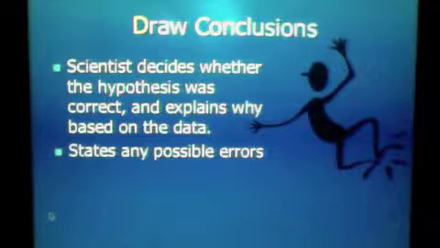The last step is to draw a conclusion. So you look at all the information that you've gotten, the information you gathered at the beginning, what happened during the experiment, and the data that you analyze, and you come up with some sort of conclusion of why it happened. So the scientist decides whether the hypothesis was correct and explains why based on the data, and then states any possible errors.